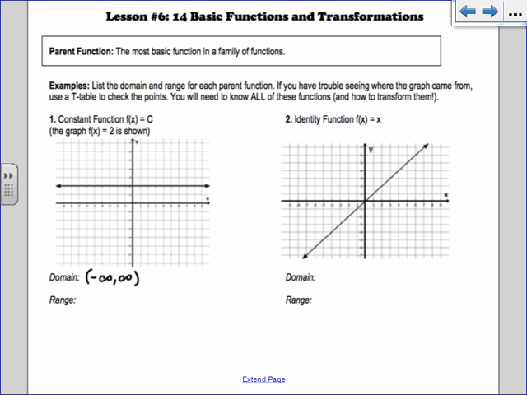And the range, there is only one y value. That y value is whatever c is. So we just say c. Sometimes people will draw it with little brackets around it, meaning the set of all the numbers in that bracket, but it's just c.